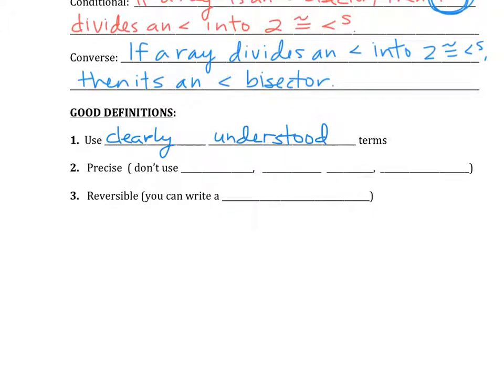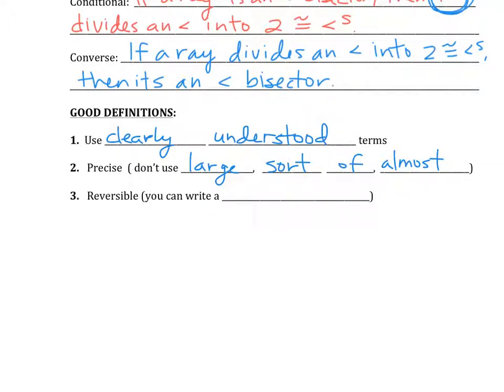So when you give a definition, it needs to be words that are clearly understood by all, right? Second thing, a definition that's a good definition has to be precise, okay? You don't want to use things like large, because what is large to an ant is very small to us, right? You don't want to use words like sort of, or almost. You want very precise terms, exact terms, okay?